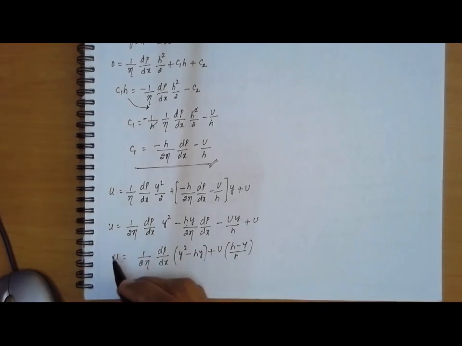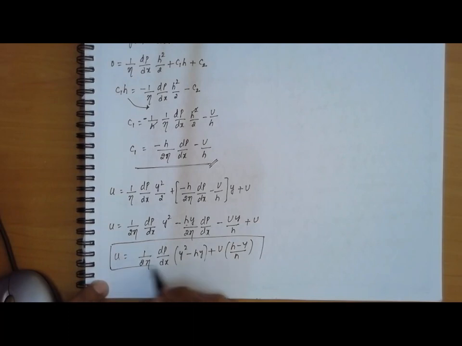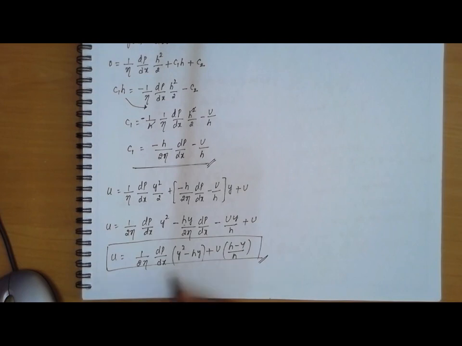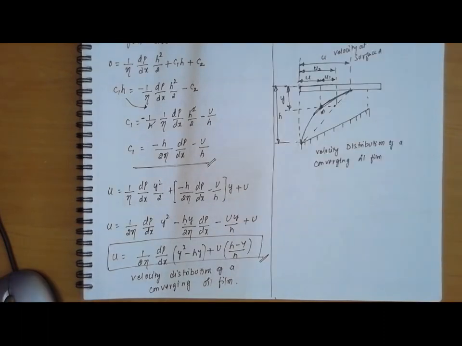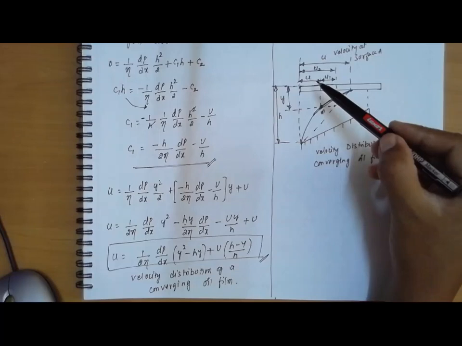This is the equation for flow. This is the velocity distribution. This is the equation for velocity distribution of a converging oil film. So to continue further, let us consider the velocity distribution of an oil film, where you can take these values.